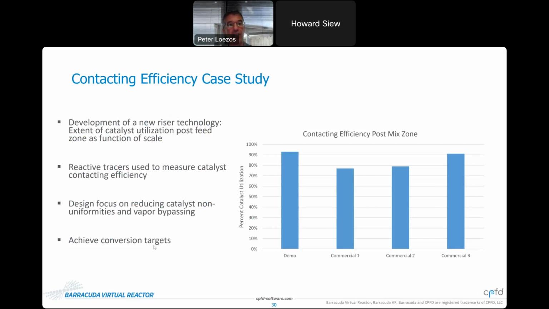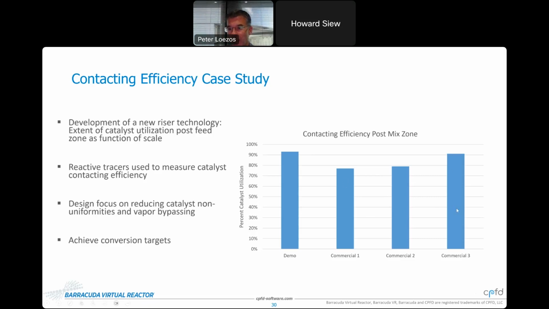In this example, we were helping a client develop a new riser technology. This was a short contact time technology where they wanted to understand the extent of catalyst utilization post-feed zone as a function of scale. So if you look at the plot on the right, we're plotting percent catalyst utilization, and that's actually measured using our reactive tracers for their demonstration unit, along with three other commercial designs. For the demo unit, the percent catalyst utilization was actually pretty good, just over 90%, let's say 92%.